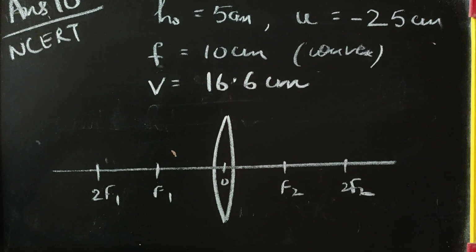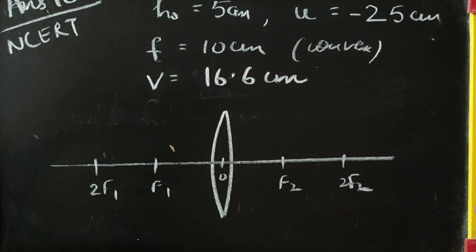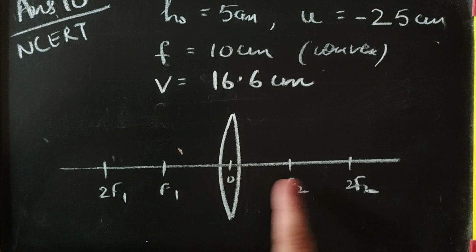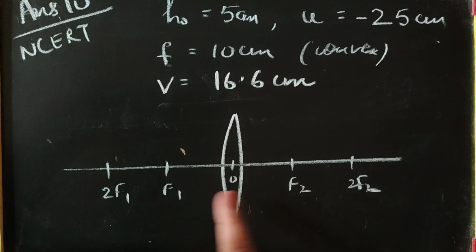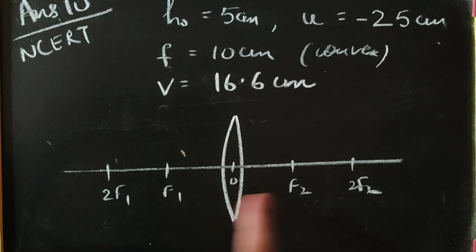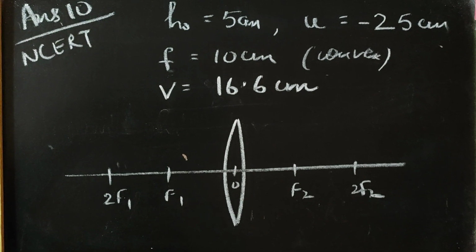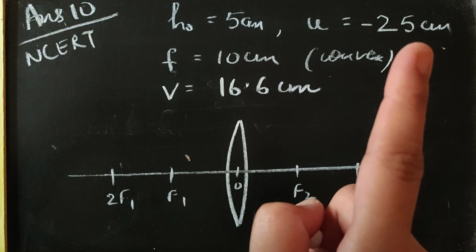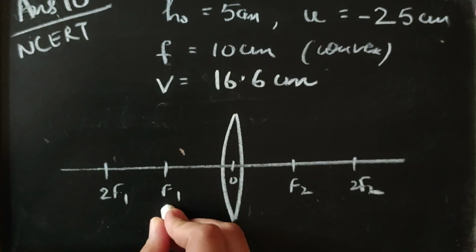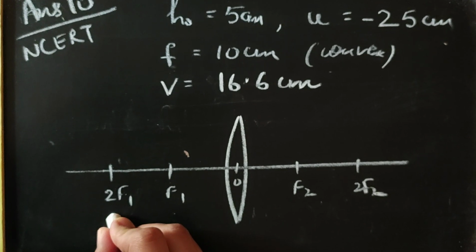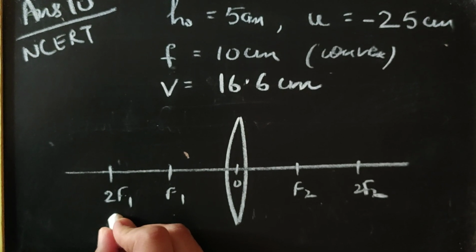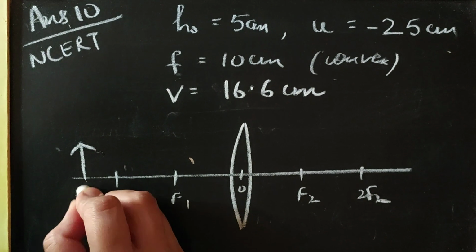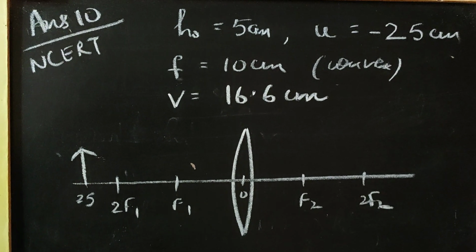Also in the question you have been asked to draw the ray diagram for this situation. So I have drawn the convex lens here and I have labeled the 5 points on the principal axis, namely optical center, foci on both sides and twice foci on both sides. Also you can see clearly that the object has been placed at minus 25 centimeter. Focal length is 10, so that means this point is 10. 2f must be 20. So the object is placed at 25. So that means the object is somewhere beyond 2f. Let this point be the 25 centimeter mark.